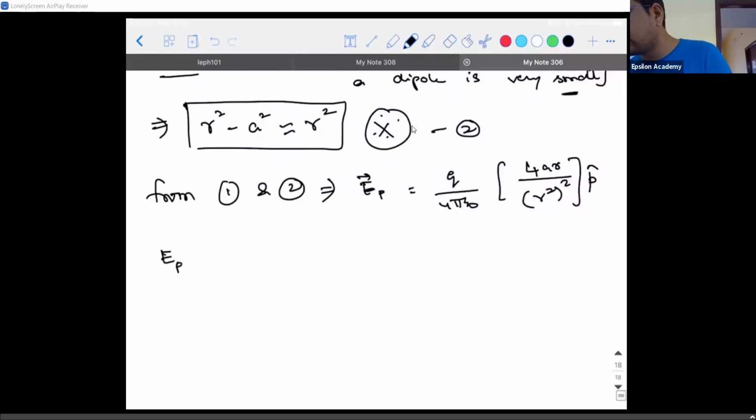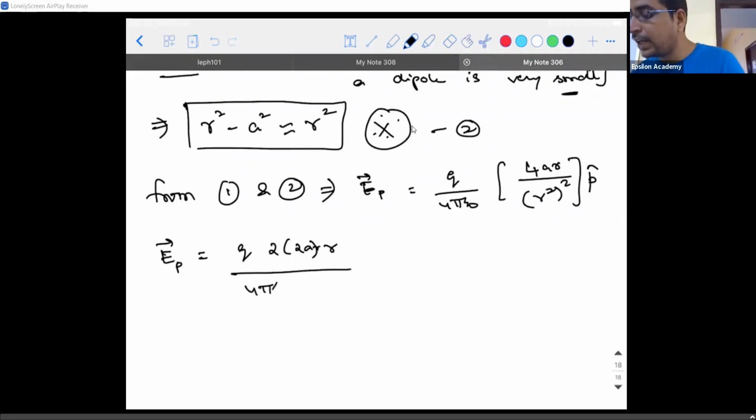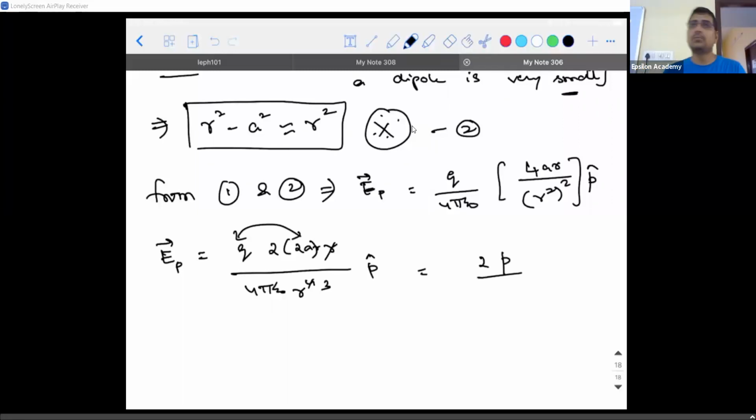So electric field at point P will be equal to, we don't be in a hurry to cancel 4 and 4. This 4AR I can write as 2 times 2AR. So Q into 2 multiplied with 2A into R, the whole divided by 4 pi epsilon naught, R square the whole square is R power 4. R will get cancelled, power 3, this is P cap. Now what is Q multiplied with 2A? It is dipole moment. So this will be 2 times P divided by 4 pi epsilon naught R cube in the direction of P cap.